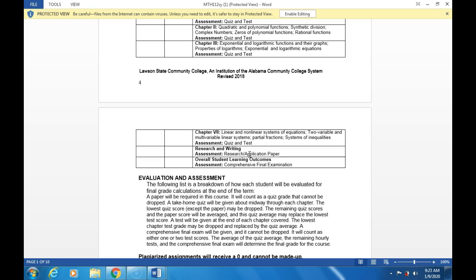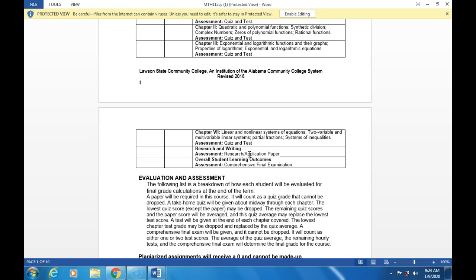The remaining quiz scores and the paper score will be averaged. That quiz average may replace your lowest test score. Okay? So in other words, if the quizzes are take home, you should do pretty well on those. The research paper, you have all term to work on it. You should do well on that. So if that quiz average is higher than your lowest test score, I'll replace your lowest test score with the quiz average. Okay? So that's how that works. Tests will be given at the end of each chapter covered. The lowest chapter test score may be replaced by the quiz average if your quiz average is higher than your lowest test score.